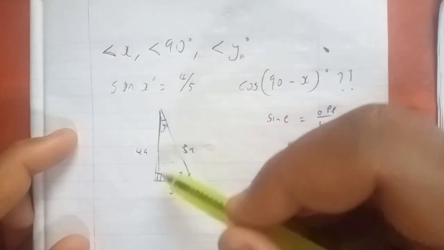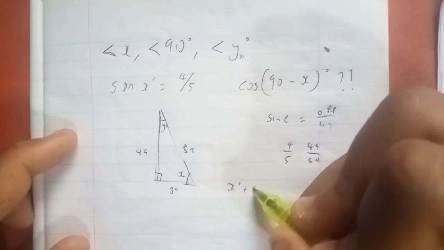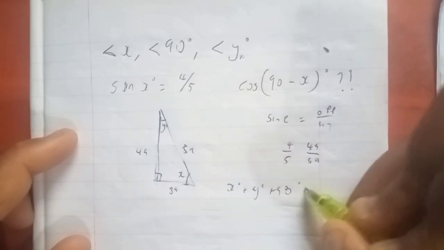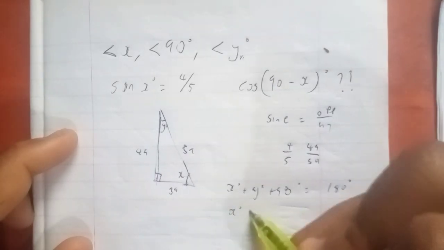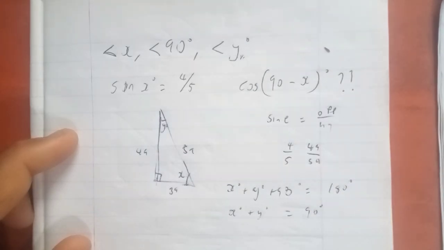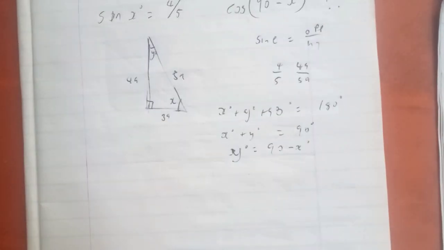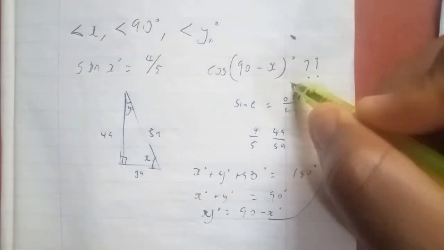Now let's check something. The sum of all the angles in the triangle must equal 180. That means x degrees plus y degrees plus 90 degrees must equal 180 degrees. If we take 90 degrees to the left hand side, x degrees plus y degrees must be equal to 90 degrees, because 180 minus 90 is equal to 90. That means y degrees is equal to 90 minus x degrees. And you know where else we saw 90 minus x? We also saw 90 minus x over here.